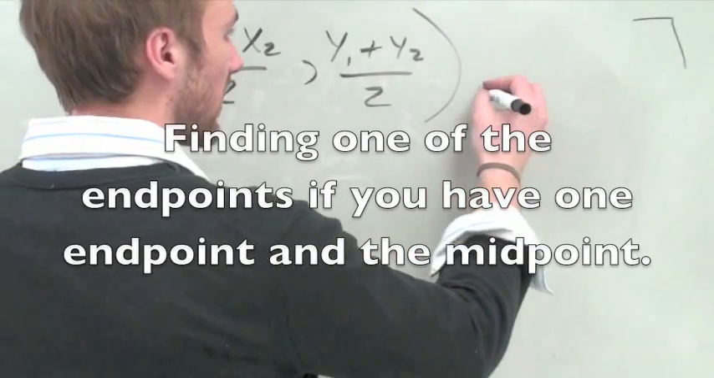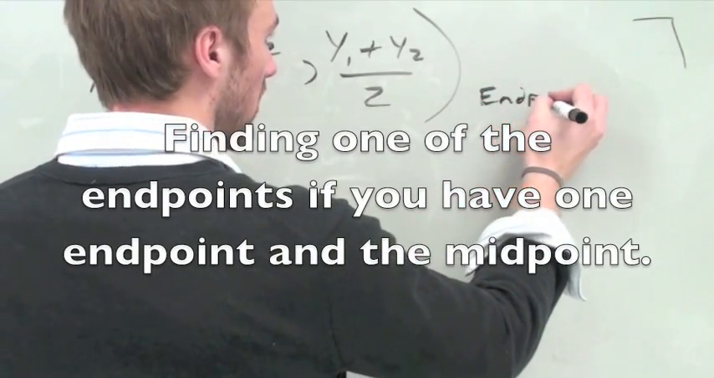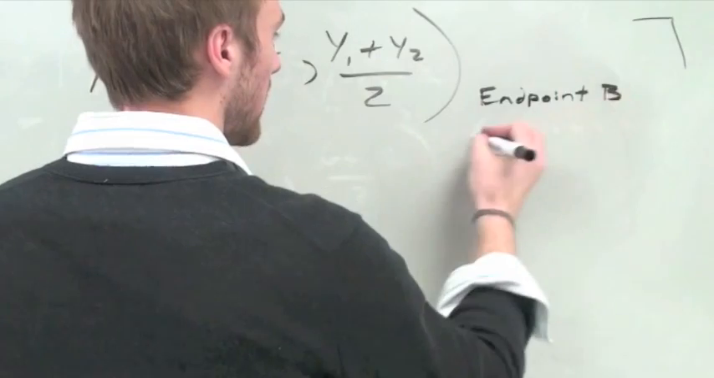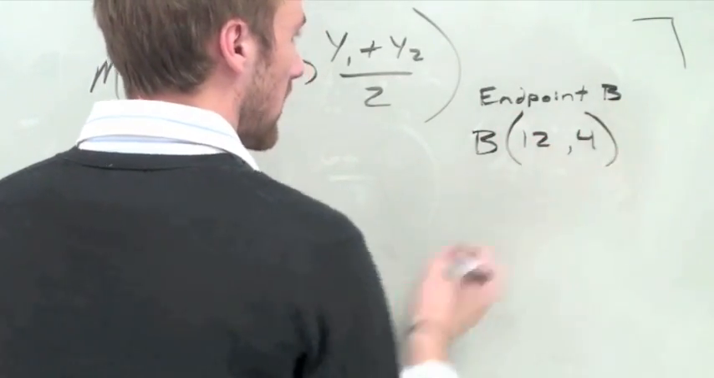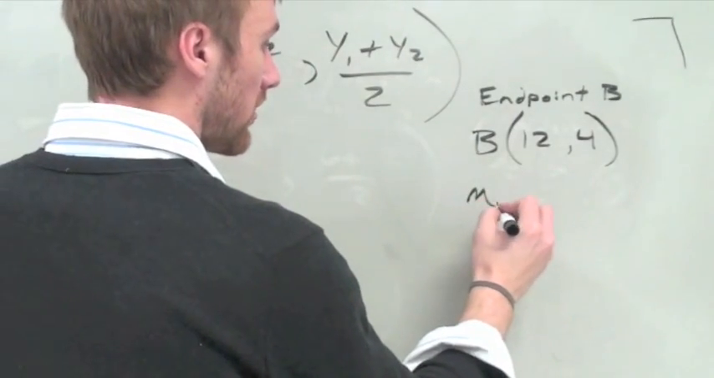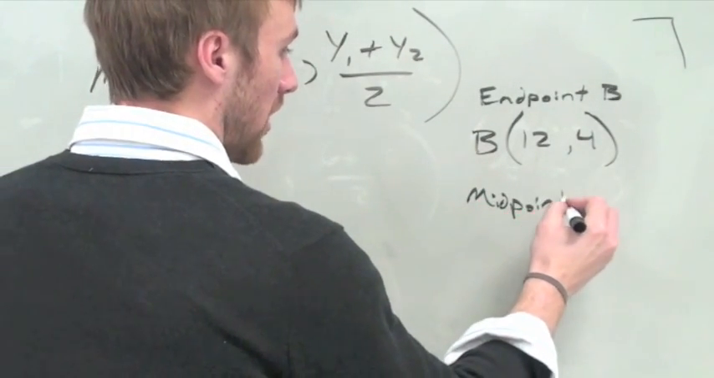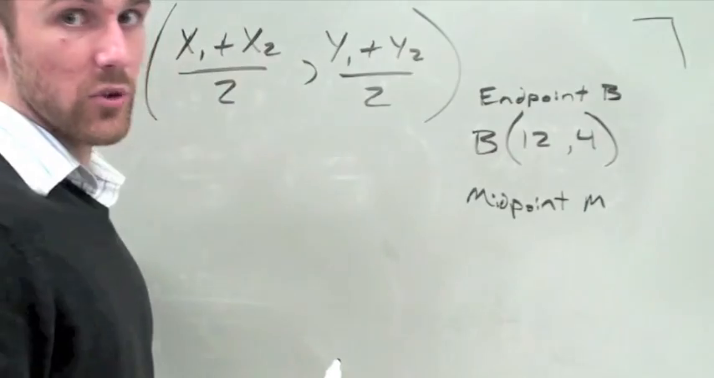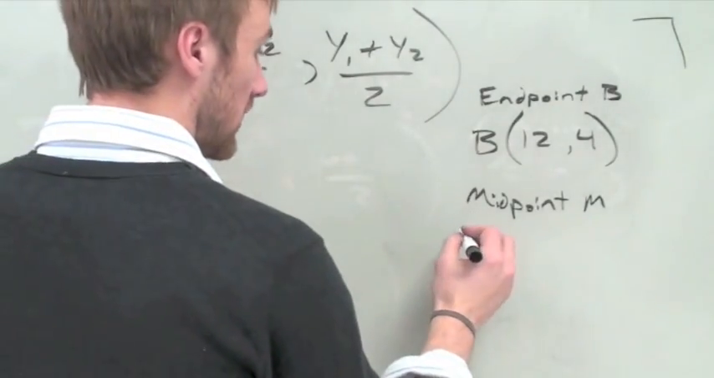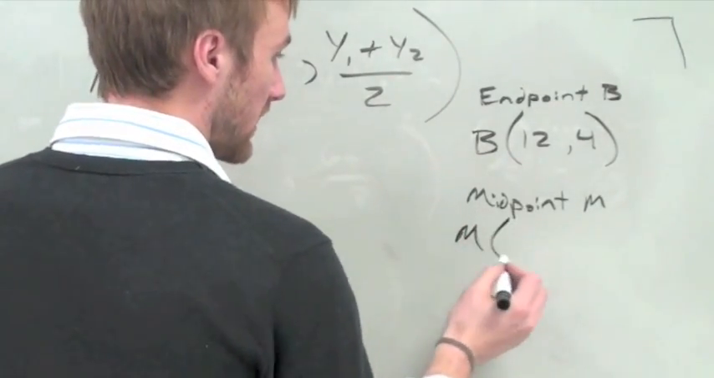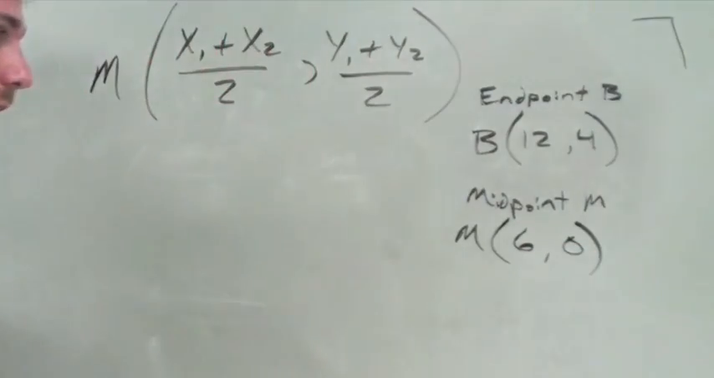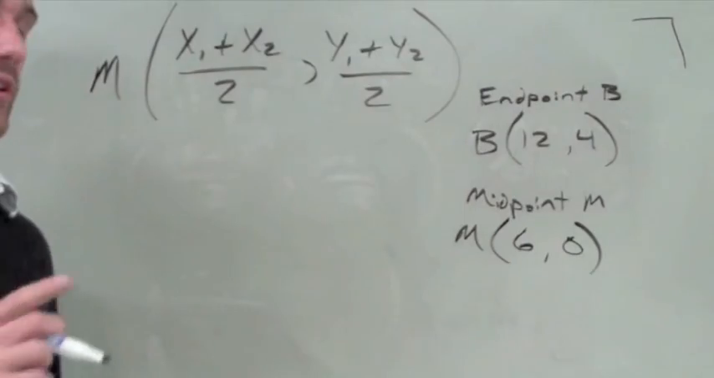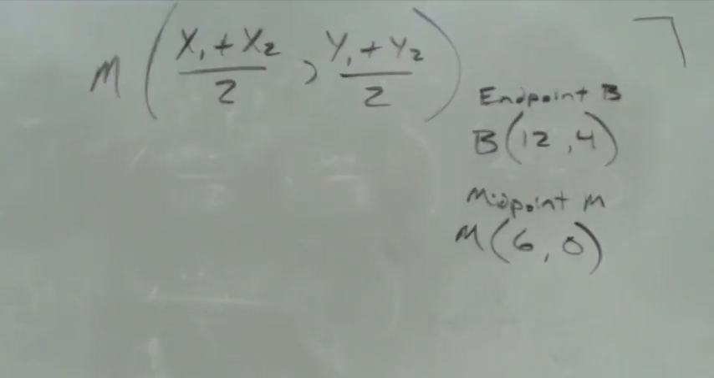All right, let's say we have an endpoint. B is located at 12, 4. All right, and then we know the midpoint. They almost always say the midpoint is M, which stands for midpoint because they're silly little math people. M is at 6, 0. Okay? Now, there's 2 ways to do this. I'll show you the first way. We can use the midpoint formula.